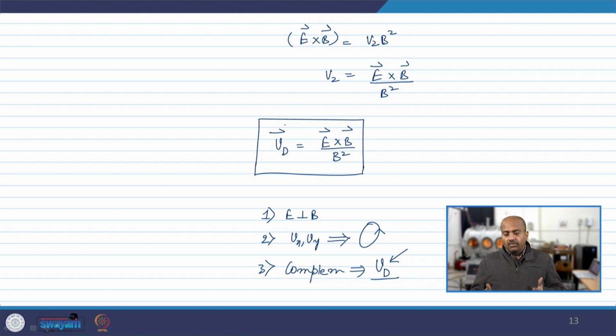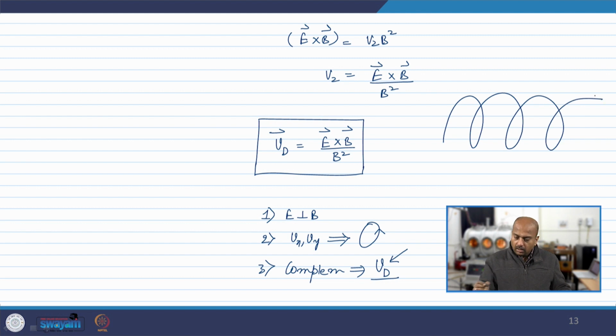Now, what is the meaning of this drift velocity? It is a very difficult or complex concept. When we talk about drift velocity, we generally refer to the movement of the guiding centers. Let us say this is the trajectory of the particle. Imagine a center of this circle, this point is called the guiding center. I will explain the concept of drift in a simple way.